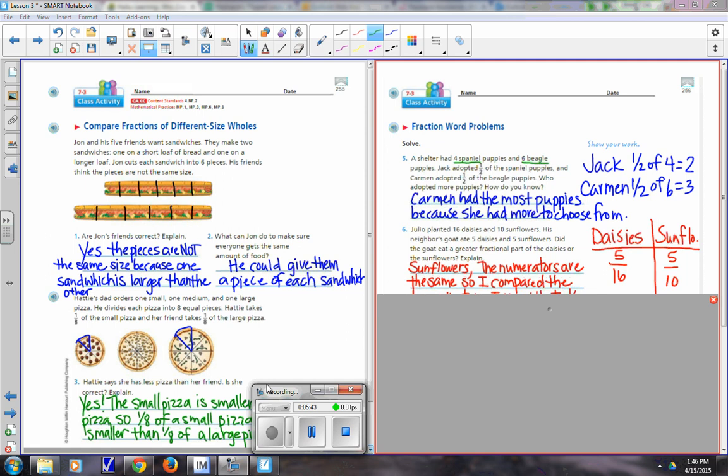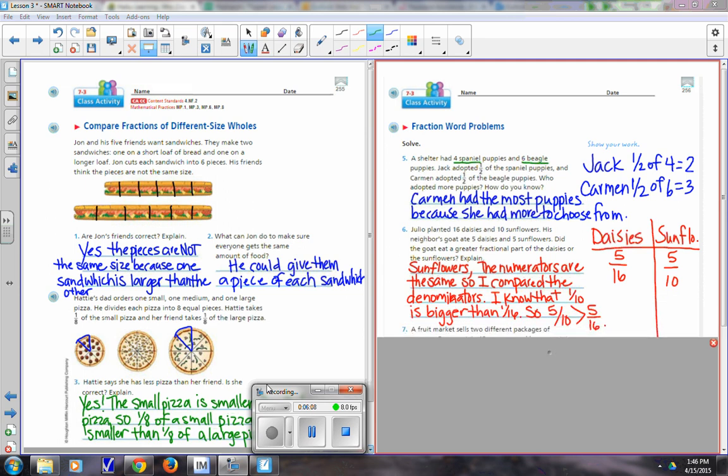This goes back to our lesson yesterday. Our numerators are the same, so what do we need to look at? Our denominators. And we know, this is that backwards fraction crazy talk, that the smaller the denominator, the bigger the piece. Remember, it's that opposite way of thinking. So the numerators are the same, so I compared the denominators. I know that 1/10 is bigger than 1/16. So that tells me that 5/10 is greater than 5/16.